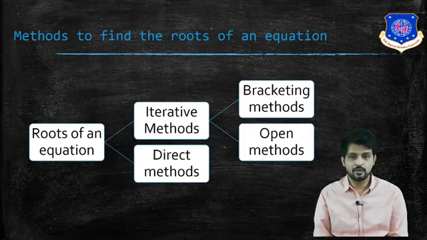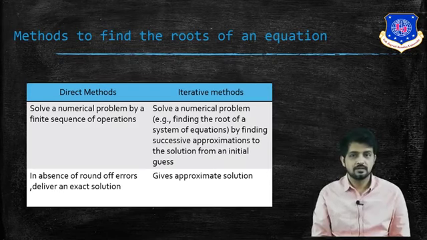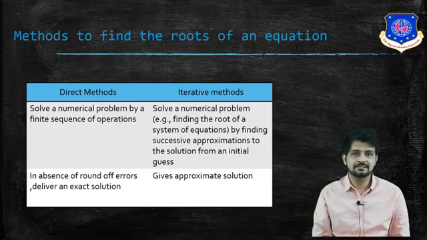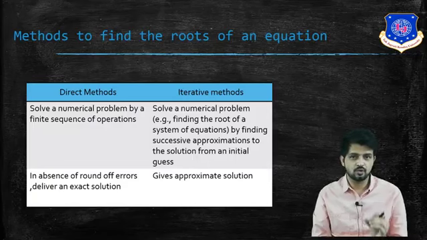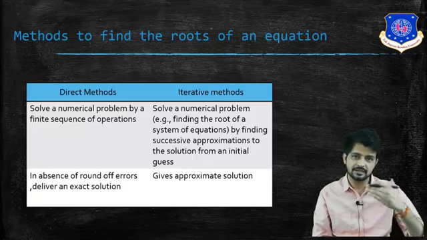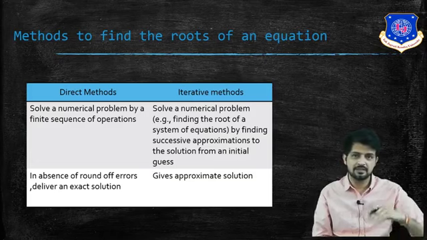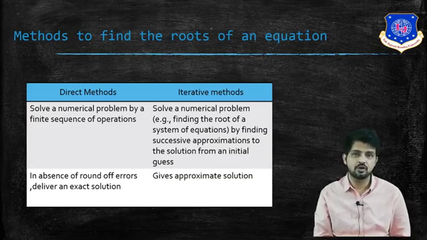This is the difference between the direct and iterative methods. See, the direct method can solve the numerical by a finite sequence of operations. By remembering the method, by remembering the formula, we can easily solve with the help of the direct method. While in the iterative method, any numerical can be solved by a number of iterations. We have to continuously perform the same operation again and again, and an initial guess is there. By guessing the initial root, on the basis of that we are continuously finding the iterations.